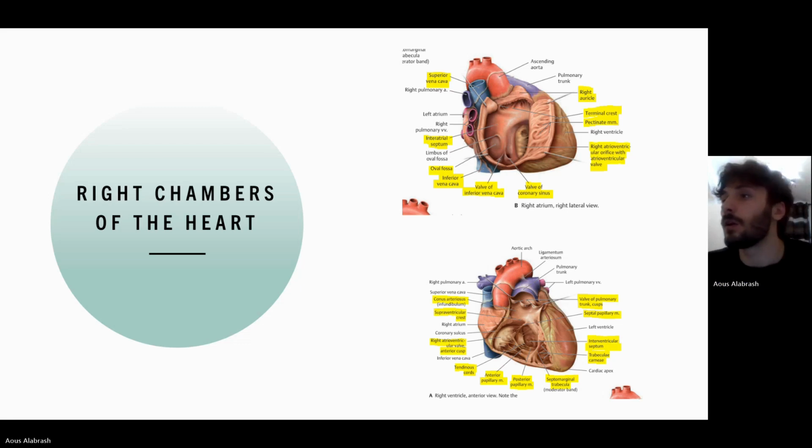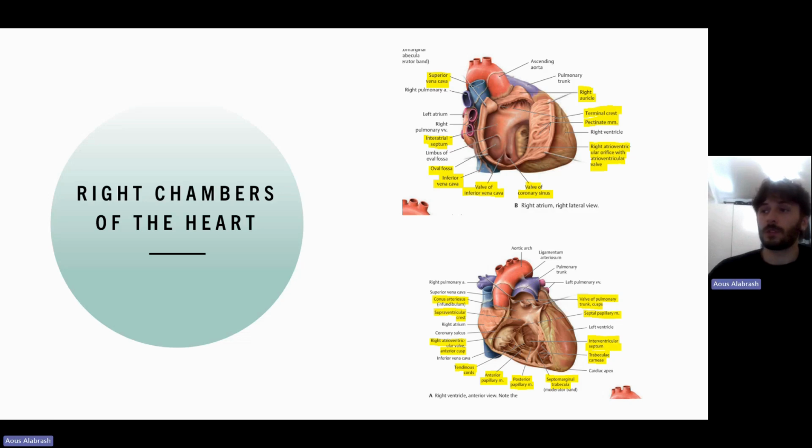And lastly, we have the right auricle, in which we have those muscles, and it's just an extension of the right atrium. Then we would have the right ventricle.